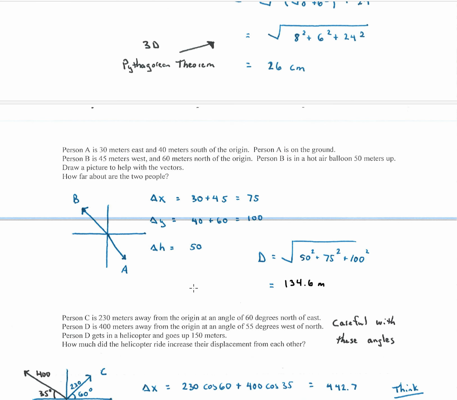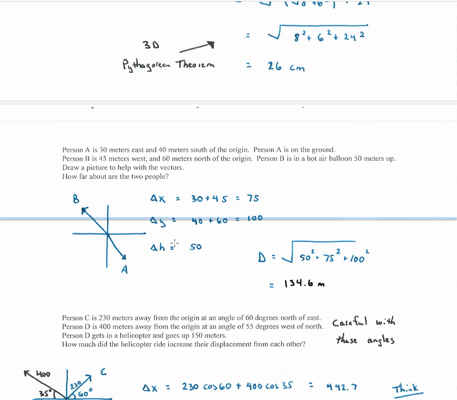All right, so this one is just talking about how far these people are away. Person A is 30 east and 40 south. So I drew this right and down, again, right and south. Person A is on the ground. Person B is west and north, so left and up. And the question is, how far are these people away, considering B is in a hot air balloon?